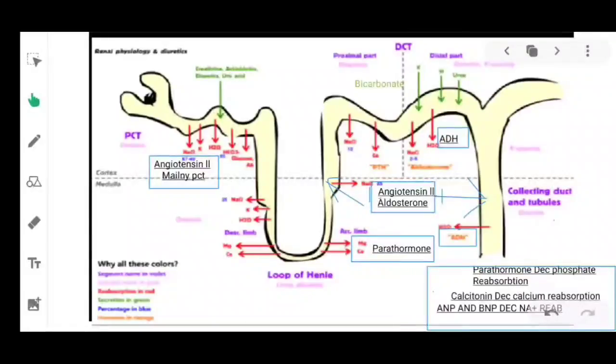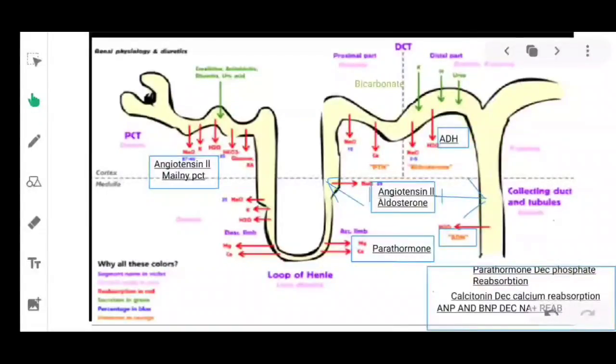Now angiotensin 2. What does it do? It increases absorption of sodium, especially in the PCT, mainly PCT, and then also increases absorption from the thick ascending loop of Henle, DCT and collecting duct.